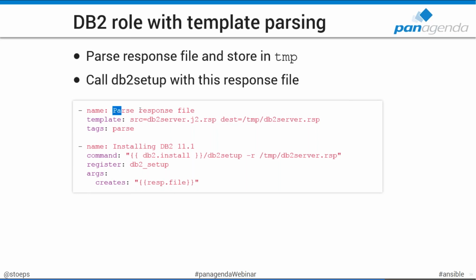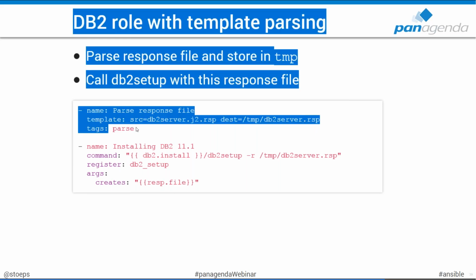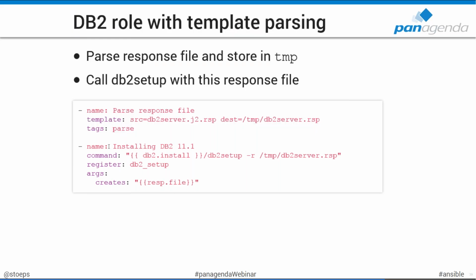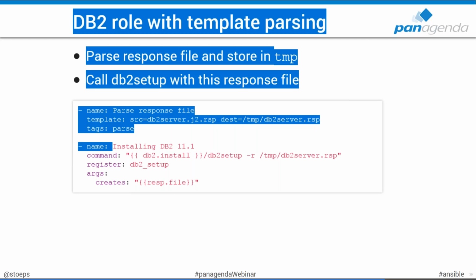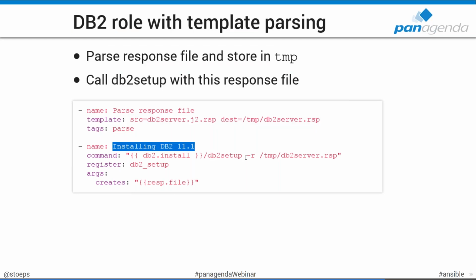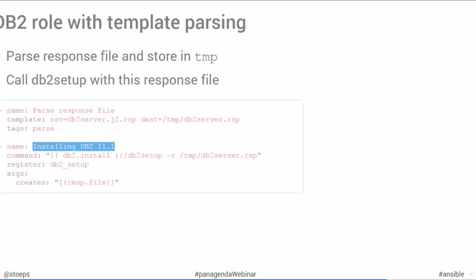So first of all, we parse the response file. Source is our Jinja2 template, destination is where the parsed document is stored. We parse it. And after that, we install DB2 11.1. We call the db2 setup with the response file which we parsed in the step before. That's all. And then it will deploy DB2. The LC user was created with a role before.